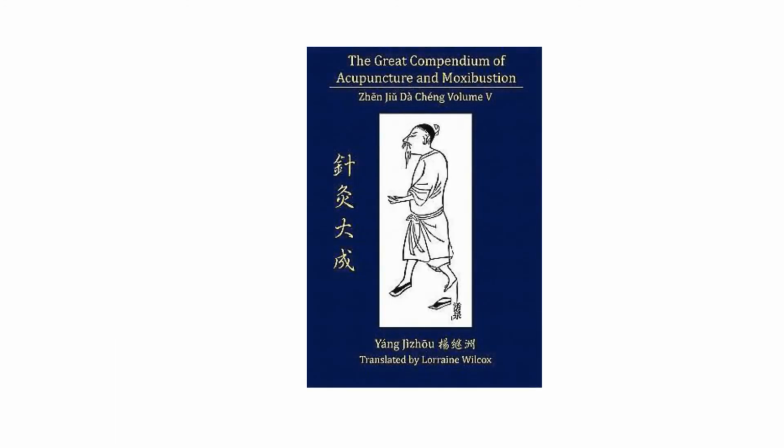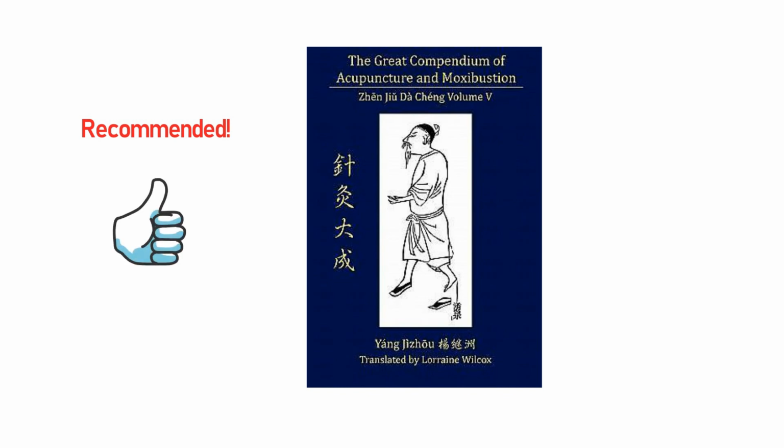There is a very nice book, if you want to learn more about Luo source combination, called the Compendium of Acupuncture and Moxibustion, or the Zhenjiu Dacheng. It's volume 5. It is translated by Lorraine Wilcox and has amazing information.